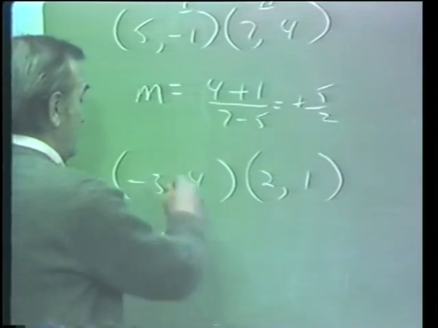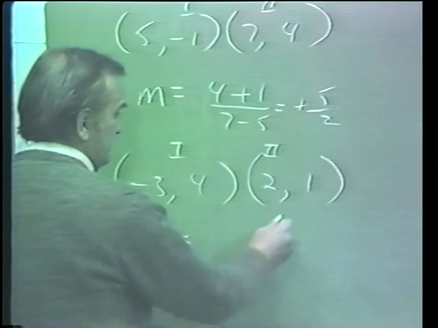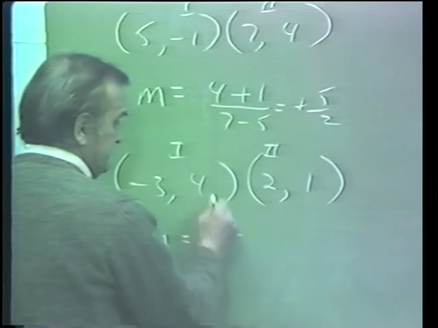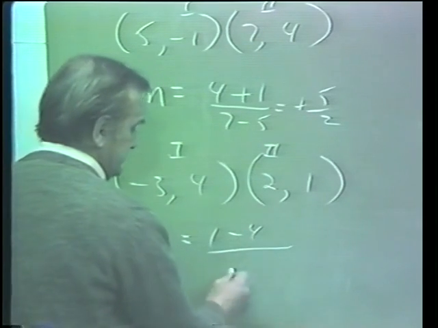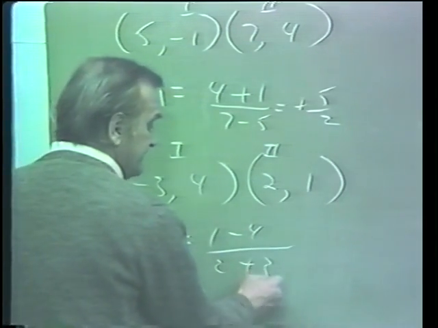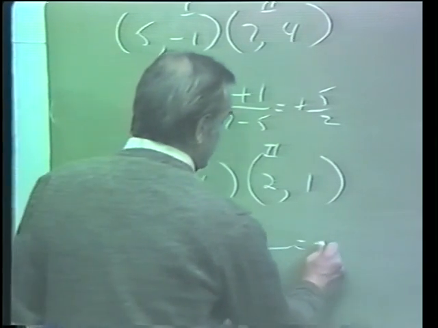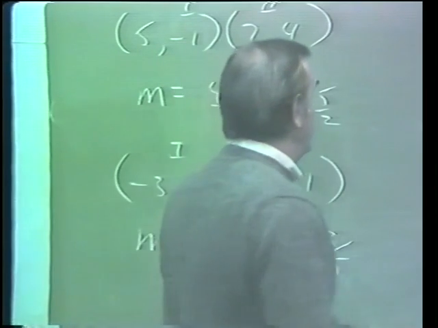We call one of these points 1, the other point 2. So our formula says y2, well that would be 1, minus y1, well that would be 4, over x2, which is 2, minus x1, which is a negative 3, makes it a positive 3. And sure enough, we come out with negative 3/5. Very good. 2 more.